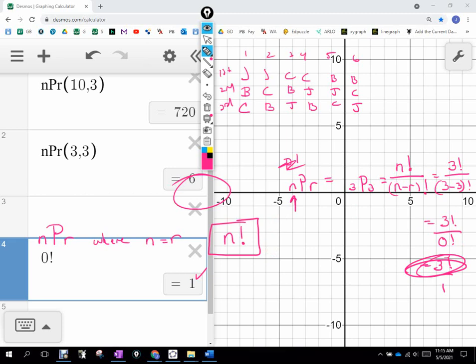So if your n value and your r value are the same exact thing, then your permutation gets a little bit cleaner and you can just take n factorial. Okay? You can be a little bit more efficient. You don't need to. You can use the formula directly. It's still going to get you the same spot.